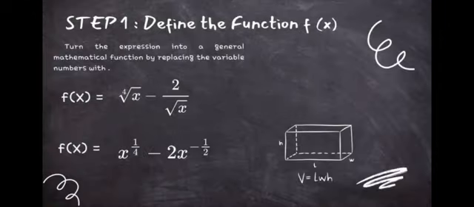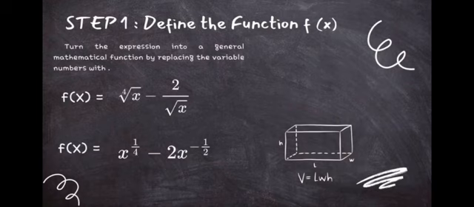So step 1, define the function of x. Turn the expression into a general mathematical function by replacing the variable numbers with x. This gives us f of x equals the fourth root of x minus 2 over the square root of x. To make it easier to differentiate, we rewrite the roots as exponents, which gives us f of x equals x to the power of 1/4 minus 2x to the power of negative 1/2.